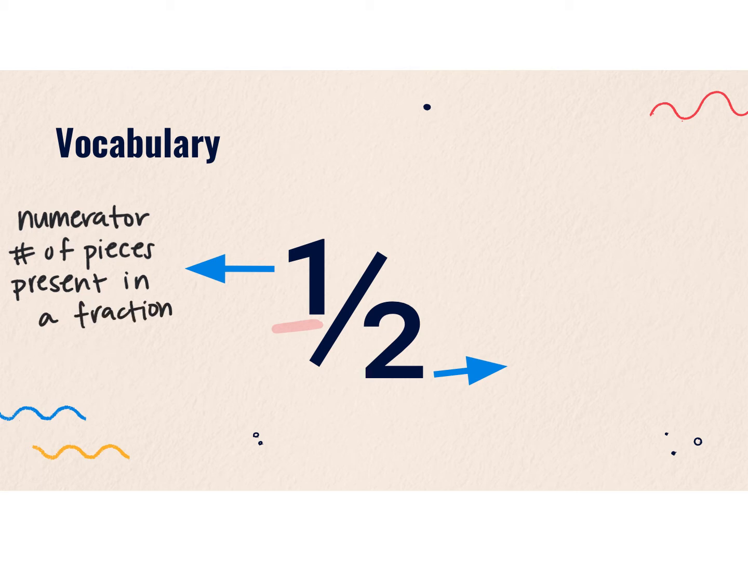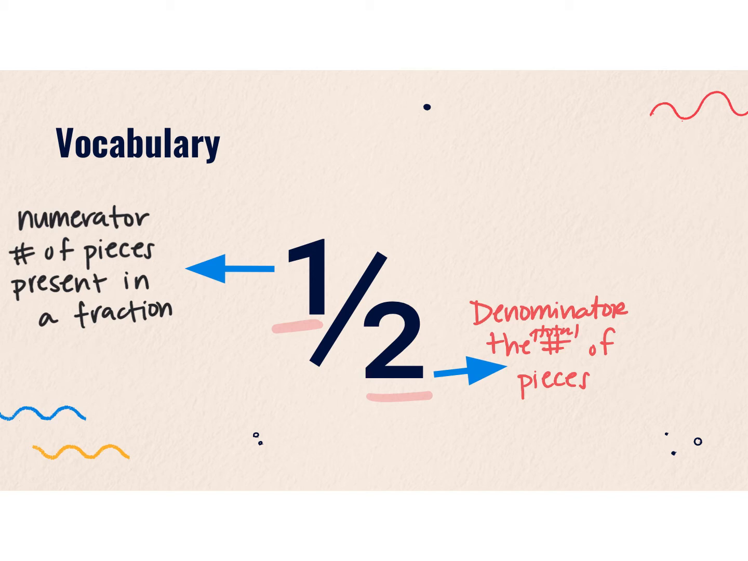The bottom number right here is our denominator. Our denominator is the total number of pieces. So it's the total number of pieces or parts.